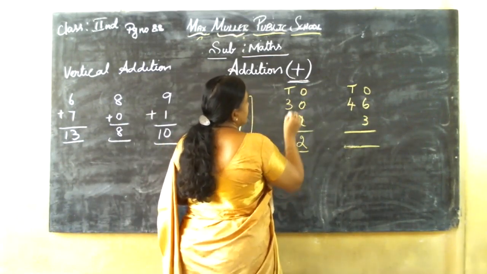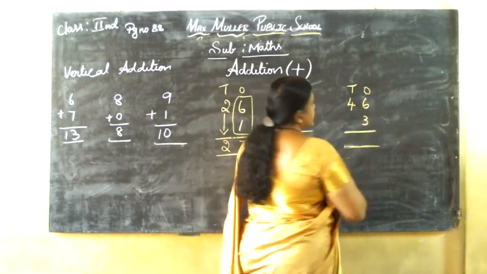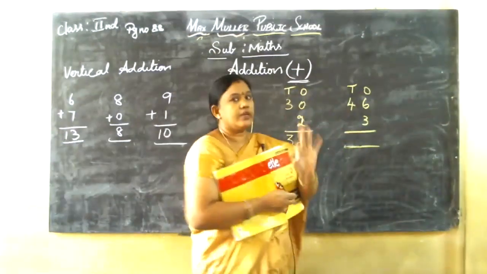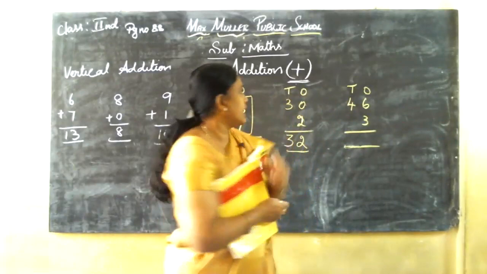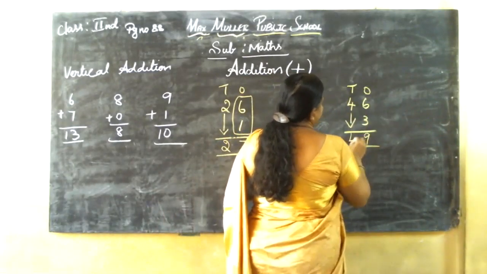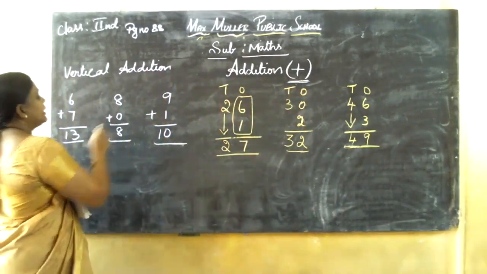Here no number, 3 is there. So, you directly write here 3. 6 plus 3, 6 in the mind, 3 on the finger. After 6, 7, 8, 9. 4. Understood, children? This is vertical addition.